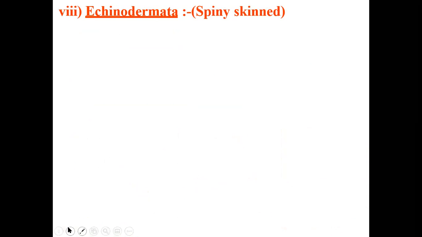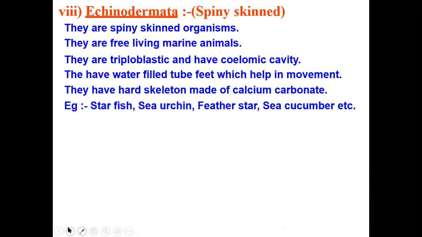Now we will discuss the Echinodermata. They are spiny skinned organisms. They are free living marine animals. They are triploblastic and have a coelomic cavity. They have water filled tube feet which help them in movement. They have a hard skeleton made of calcium carbonate. Examples of Echinodermata organisms are starfish, sea urchin, feather star, and sea cucumber.